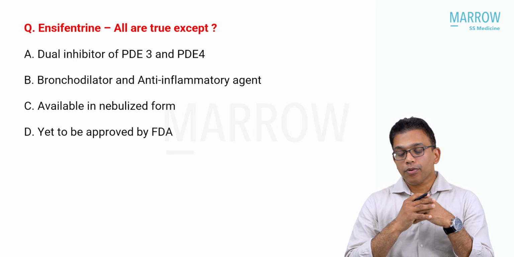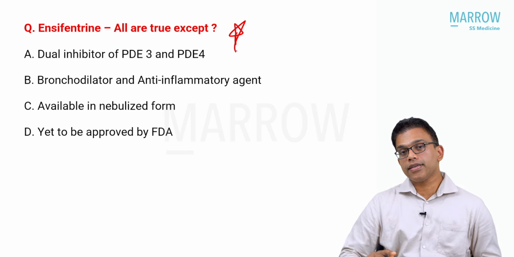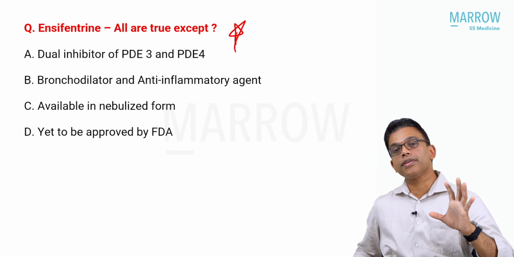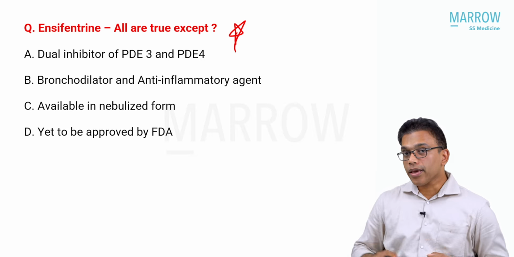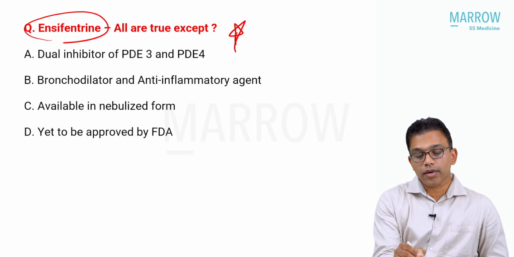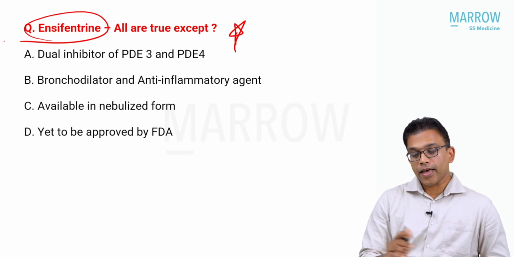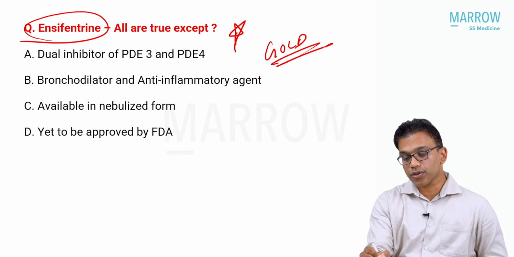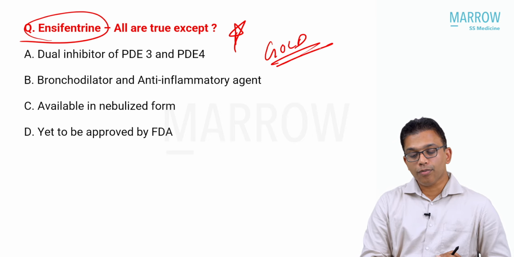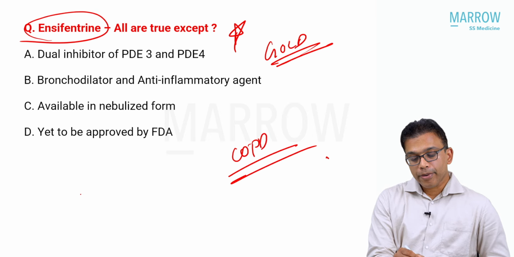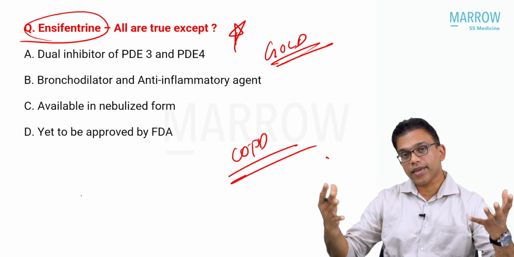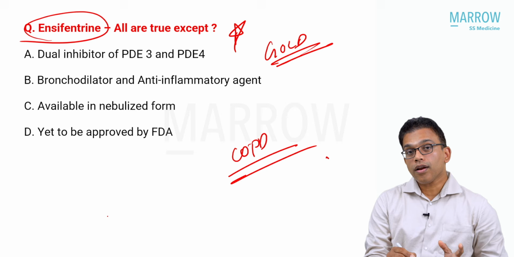So this is an important question, and this I will mark with a star because there is a high chance of this question getting repeated in the next exam and even in the coming years also, because this is a new molecule. That is the importance, and this is mentioned in GOLD also. So ensifentrine is a new molecule which has been evaluated in COPD. Basically, it is a molecule with a dual action actually. So a double role is there.